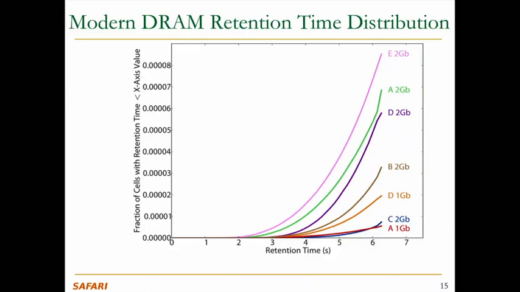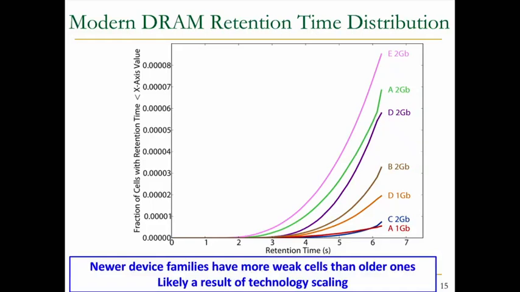So what does this show? This shows the fraction of cells that have a retention time less than the x-axis value. And you normally get this sort of curve. There are multiple points to make here. It turns out newer device families have more weak cells than older ones. This is likely a result of technology scaling. Let's take a look at this curve, for example. D is one manufacturer, 1 gigabit device. It's older. And D is 2 gigabit devices, newer. And you can see that the curve has shifted to the left. What does that mean? There are more cells that fail at smaller retention times that are tested. Okay? That's true for pretty much all manufacturers.